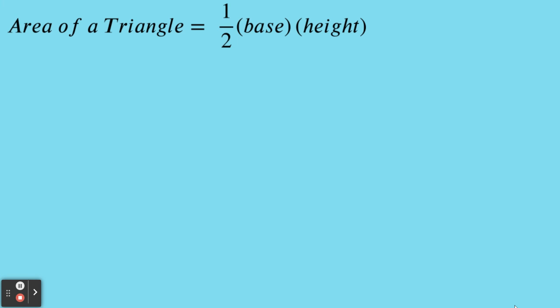So first and foremost, we have to start with our formula for finding the area of one triangle. The area of a triangle is equal to 1/2 the base times the height.